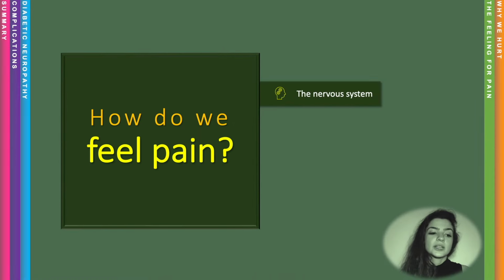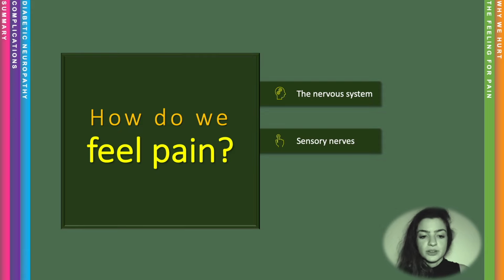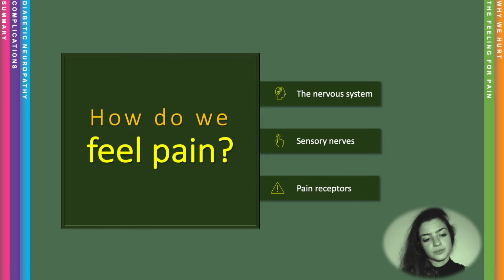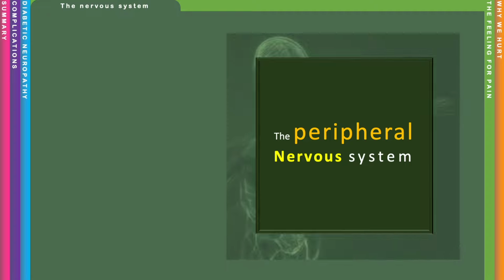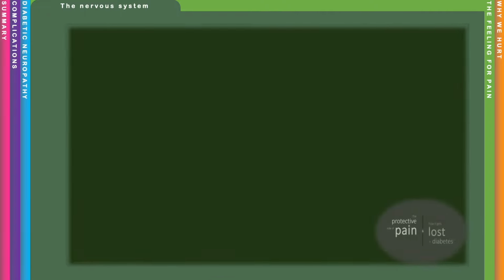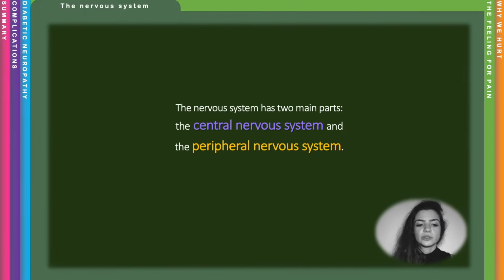So in order to understand how we feel pain, we will have a look at the nervous system, and more specifically the sensory nerves and pain receptors. So the nervous system has two main components, the central nervous system and the peripheral nervous system.